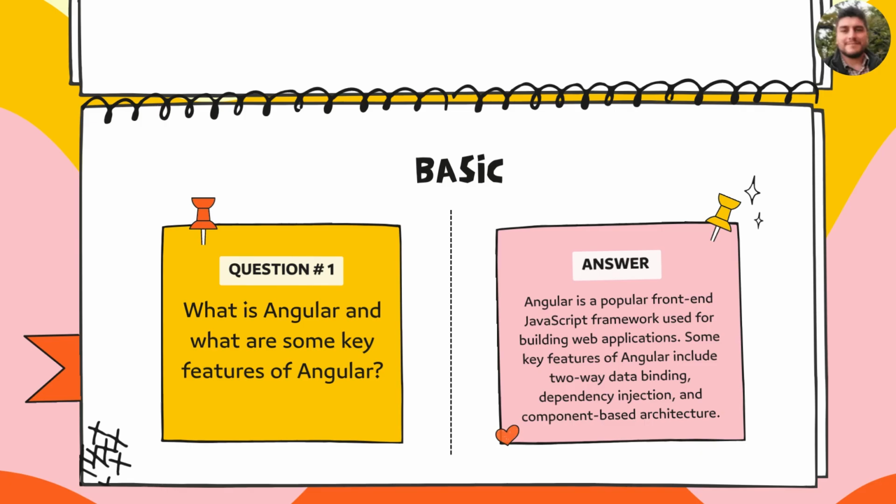Question number 1. What is Angular and what are some key features of Angular? Well, the possible response to this question is: Angular is a popular front-end JavaScript framework. It's used for building interactive web applications. Some characteristics and features of Angular include, 1. For example, two-way data binding. 2. Dependency injection, and 3. Component-based architecture.